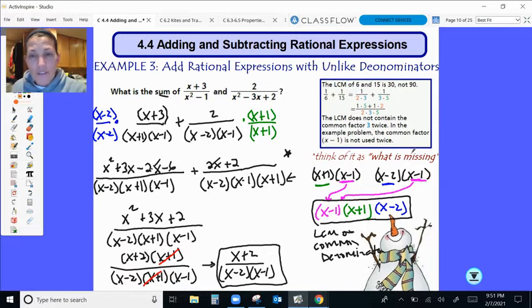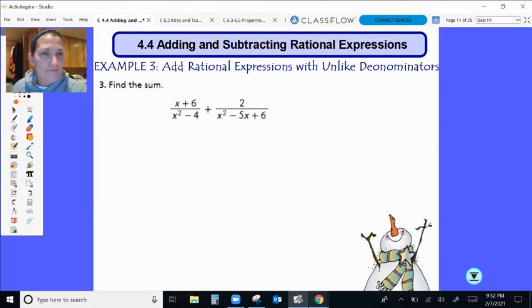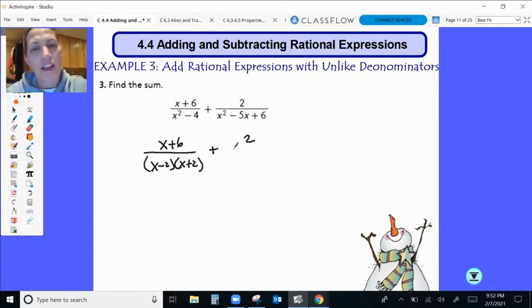Now, you don't always have to find the LCM over here separately all the time. Okay, I can kind of show you a little shortcut on our next page. So we're going to start over here by factoring x plus 6, x minus 2 times x plus 2. And then plus, and we're going to factor this guy.